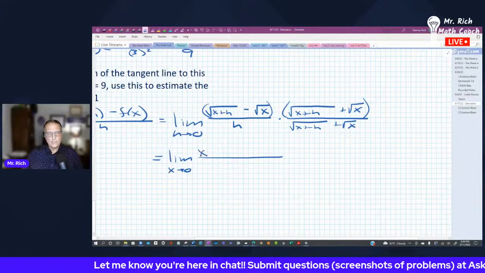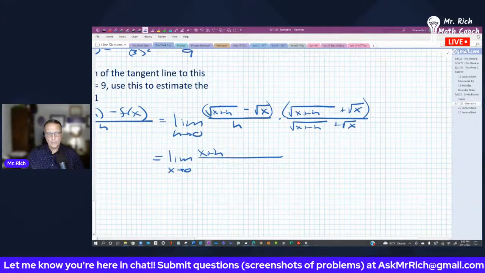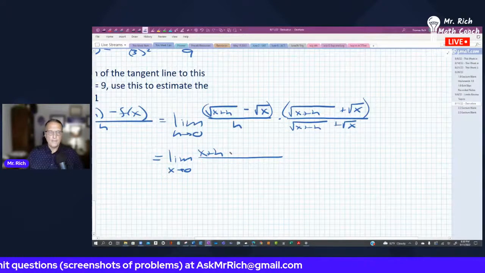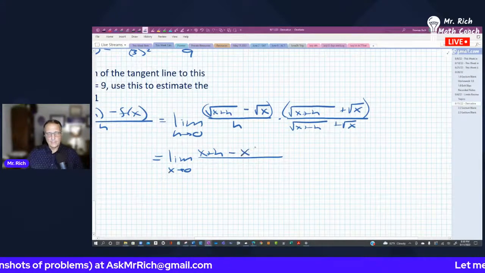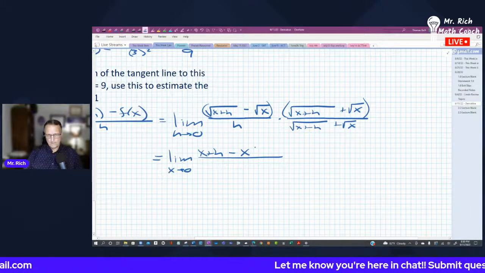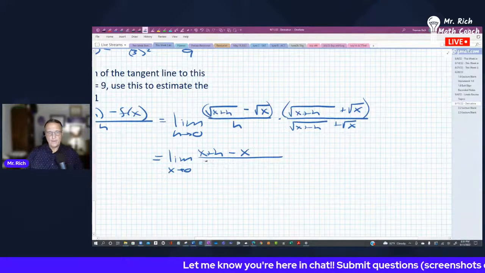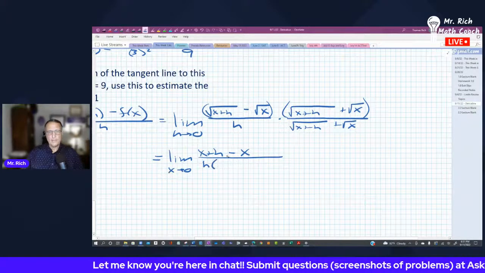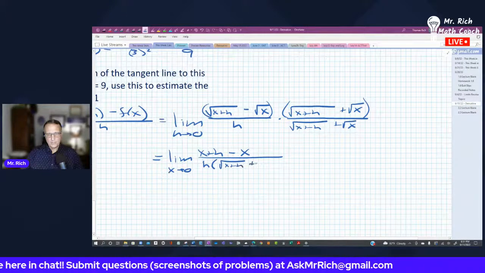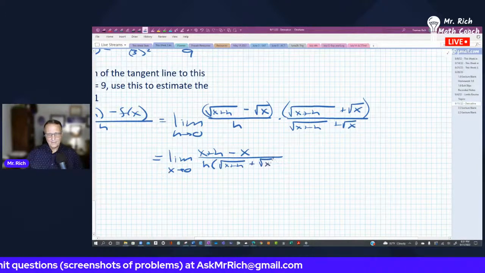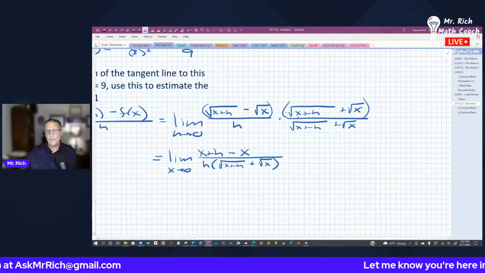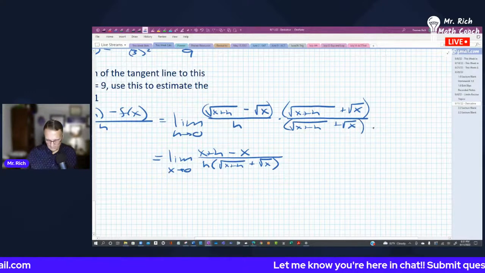So this ends up being x plus h when I take root x plus h times root x plus h. And then this is going to be a negative x right here. Okay. And then down here, I've got h times root x plus h plus square root of x. So I'm just writing that as a product. I'm not going to distribute that to h. I am just writing this as a product.